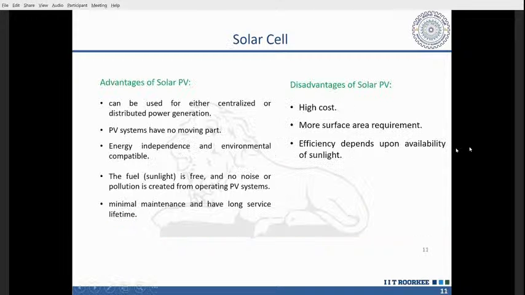And second, what are the advantages of this solar cell? The first advantage is it can be used for either centralized or distributed power generation. So you can connect one solar panel anywhere you like. I already discussed in my last introduction class that near my home, on top of my building, I can connect the solar cell. Even I can make a solar park and distribute power to 4 or 5 villages or 10 villages; we call it a remote microgrid system. I can also make a solar park where I can supply power to semi-urban cities, and also make solar parks where I can supply power to urban cities.